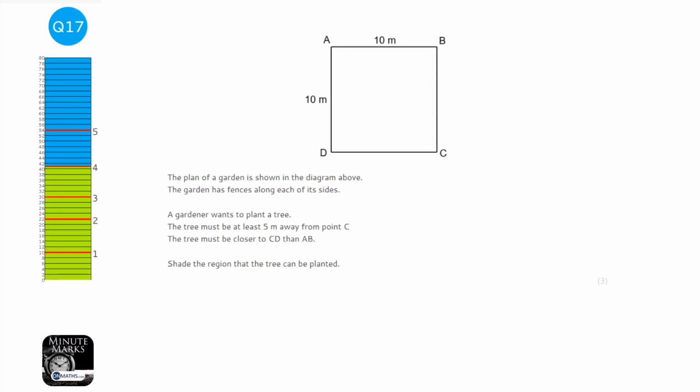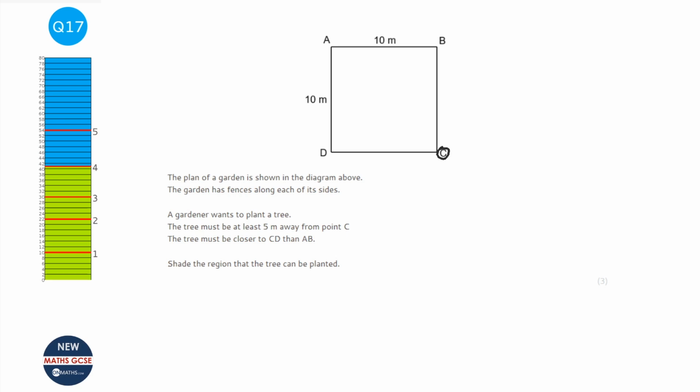Okay, so for this question, we're given a plan of a garden, and we're given a set of instructions of where the tree can be planted. It says that we can't be any closer than 5 meters, so at least 5 meters away from point C. So that's from here. So let's have a look at that first.